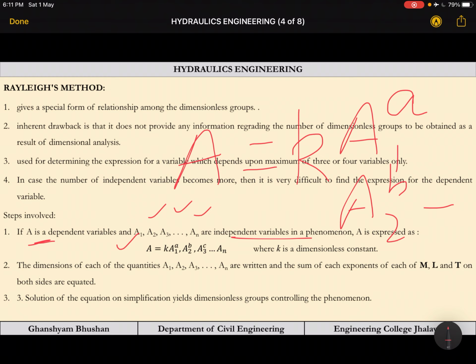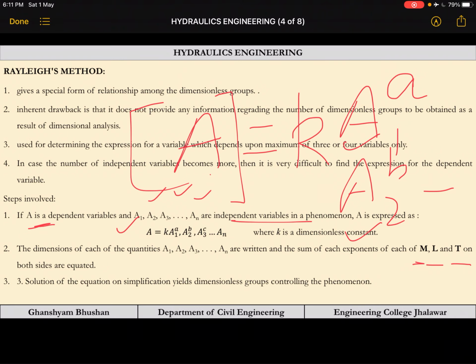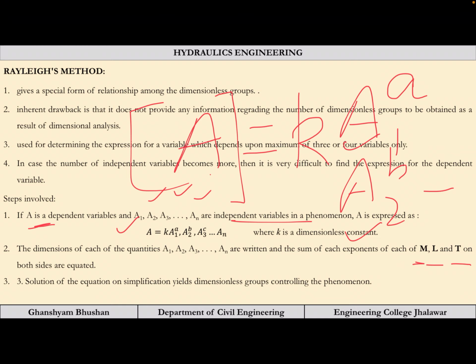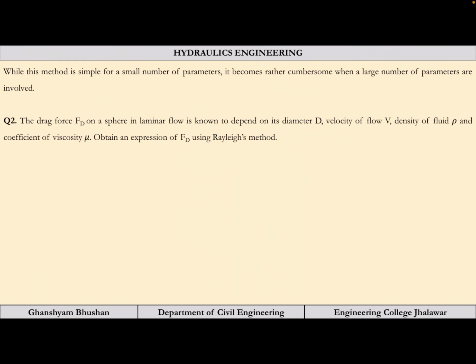Now again what we will be doing, we will write the dimensions of a here, and we will write the dimensions of a1, a2, a3, all the parameters, and we will compare the power of m, l, t on both sides, and by comparing we will get the values. Okay, so after that we will get the dimensionless groups which are controlling the phenomena which we are going to deal with now.